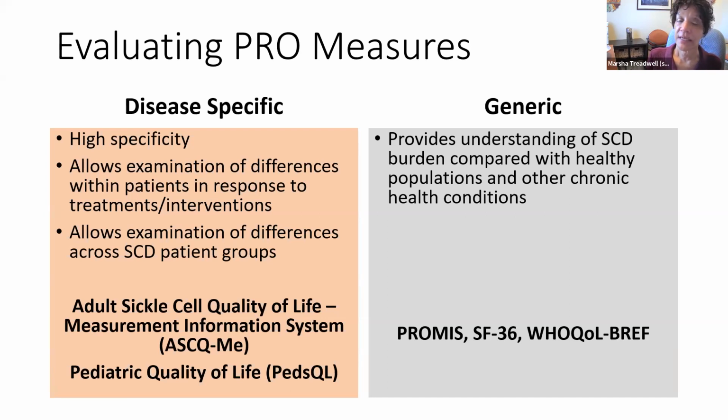The value of disease-specific patient-reported outcome measures is, again, their specificity. They allow examination of differences within patients in response to treatments and interventions over time, and differences across sickle cell patient groups. Generic measures provide for understanding the burden of sickle cell disease compared with other populations. So again, the whole suite of PROMIS measures, the SF-36, and the WHOQOL-BREF.